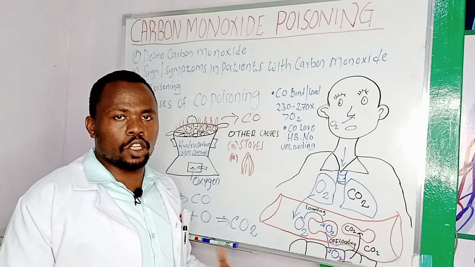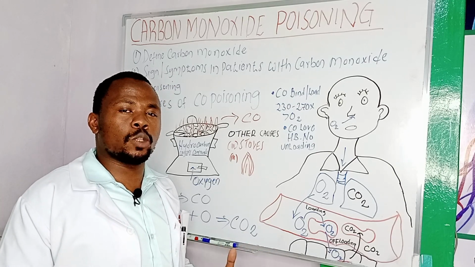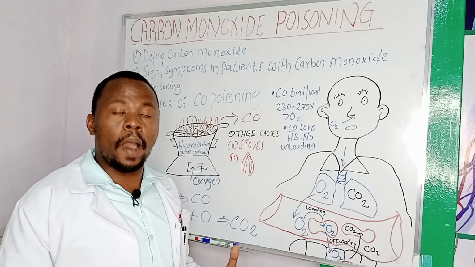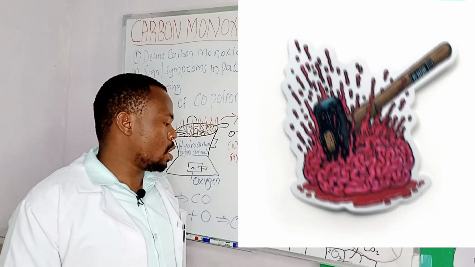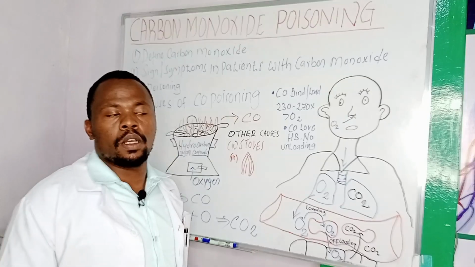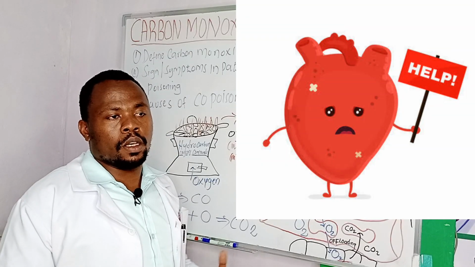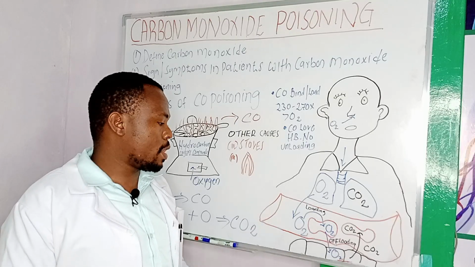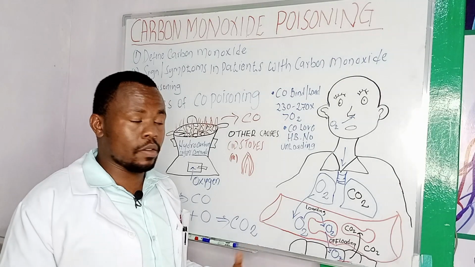What are the complications of carbon monoxide? If you are exposed to carbon monoxide, one of the complications is that you can get permanent brain damage. Number two, you can get heart damage. Then heart damage will lead to complications like heart attack. Number three, it can result in death.